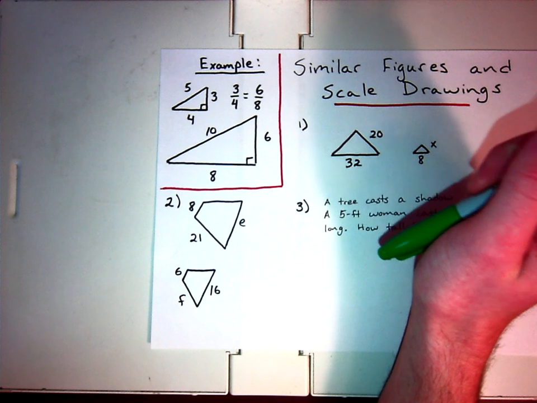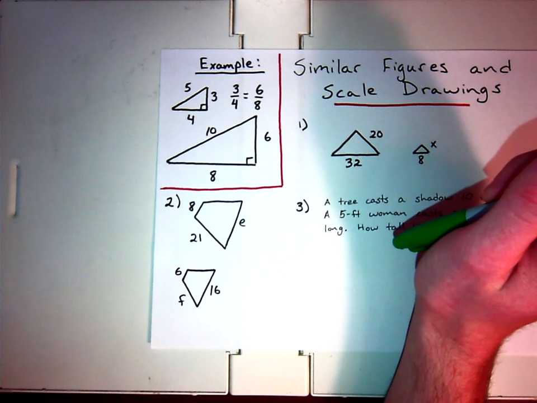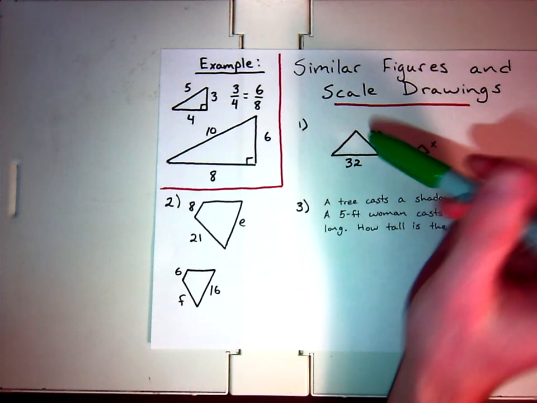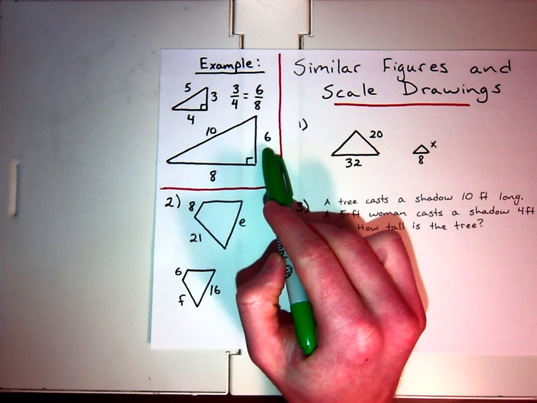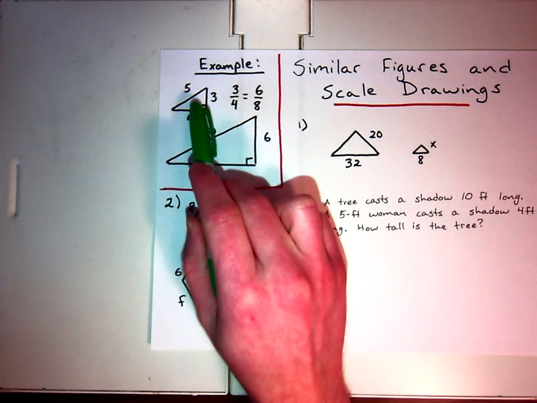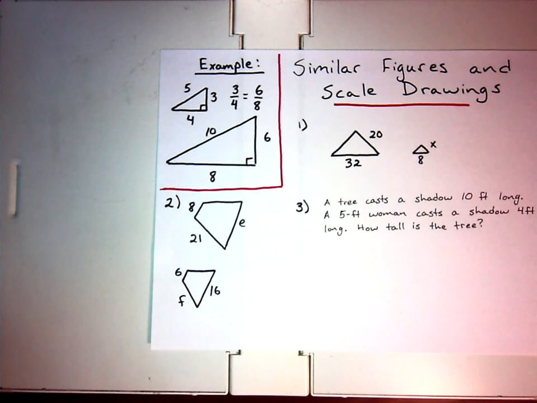Okay? And we will learn that with similar figures, you can use corresponding sides, right? Corresponding sides being the sides that match up, right? So that 3 and that 6, those match up. That 4 and that 8 match up. That 5 and that 10, they match up. So they're corresponding sides. But we can create proportions where we use those corresponding sides, and then we're going to be able to use them to find missing values.